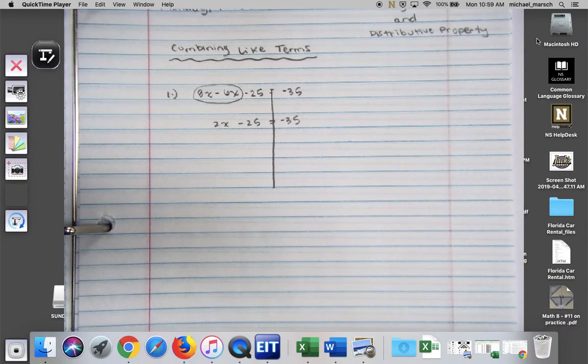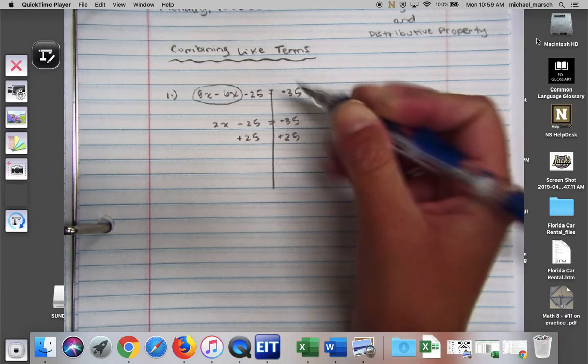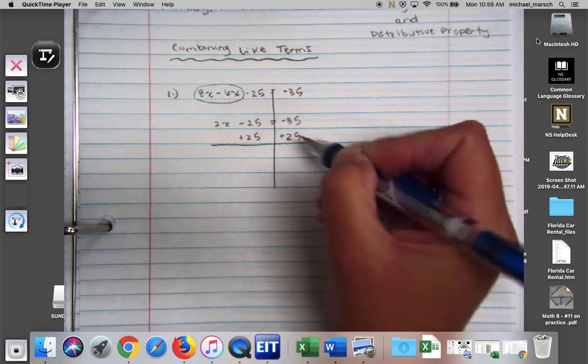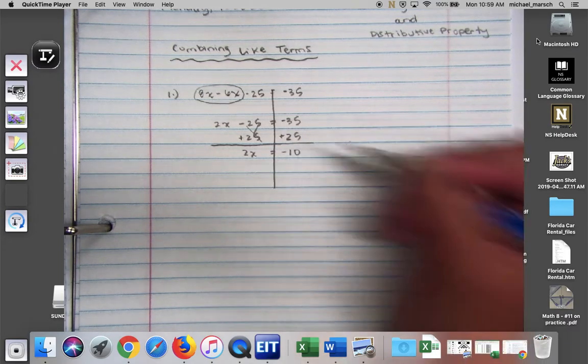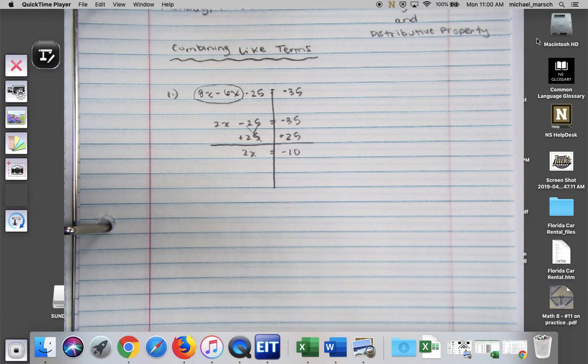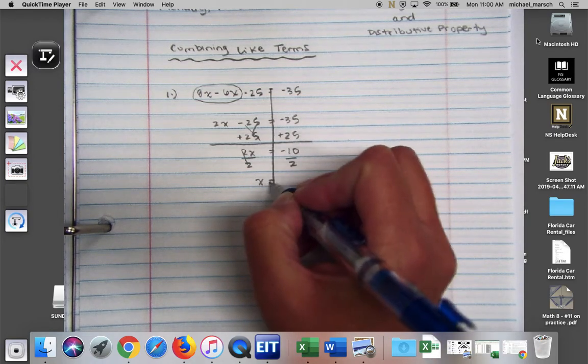And now I have a two-stepper, right? You're always going to get to that two-step moment. So then what's my first step of my two-stepper? Adding 25. I'm going to add 25 to both sides because now I'm going across my wall of equality. So I'm going to have 2x equals negative 10, because it's negative 35 plus the 25. And then what's my last step? What am I going to do, Bree? Divide by 2 on both sides. So now I've got x equals negative 5.